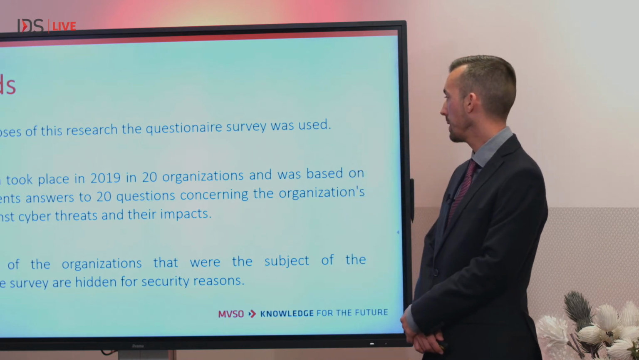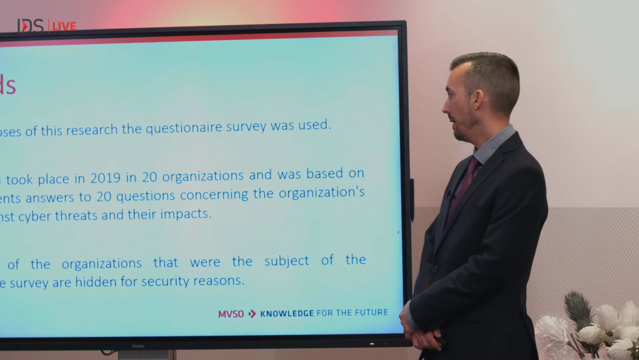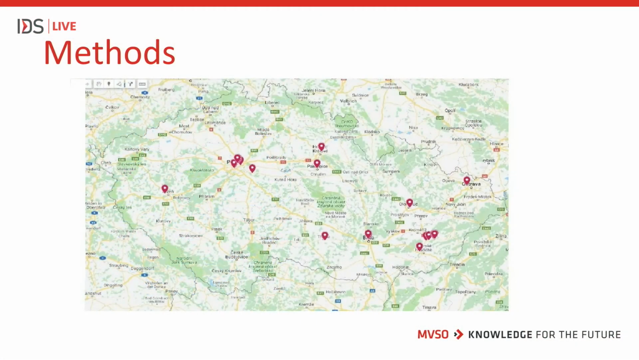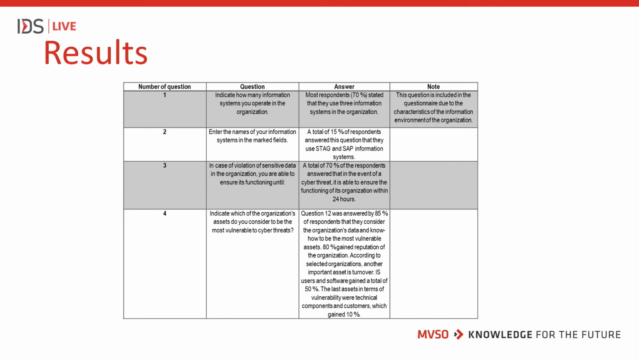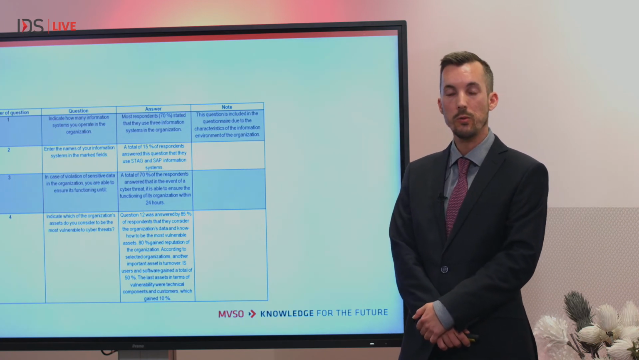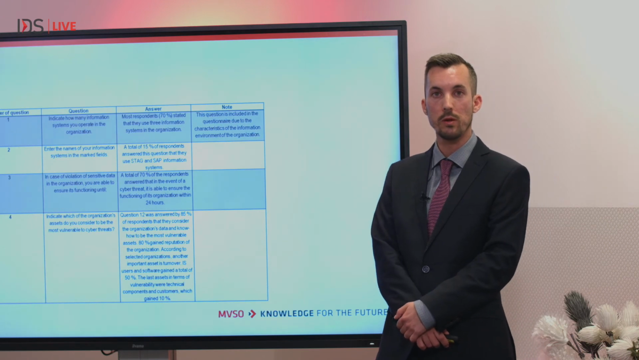The names of the organizations that were the subject of the research are hidden for security reasons, but on this slide you can see the map with marked places where our organizations are located. To illustrate how questions and answers correlate, I'm going to show you several tables that describe the main results of the research. The first table I'm going to present is focused on open questions. As you can see, this table is focused on information environment of these organizations, such as number of information systems, recovery of sensitive data, or possible most valuable assets.